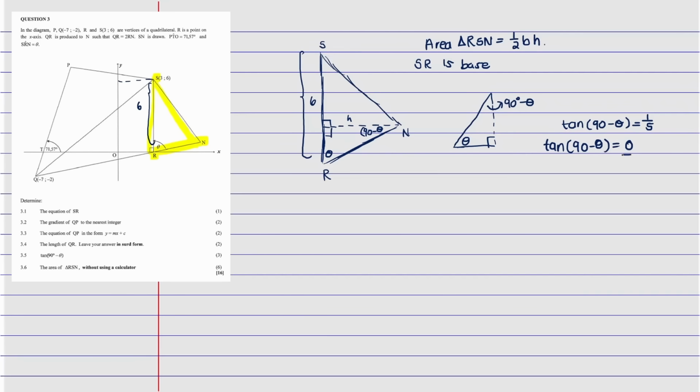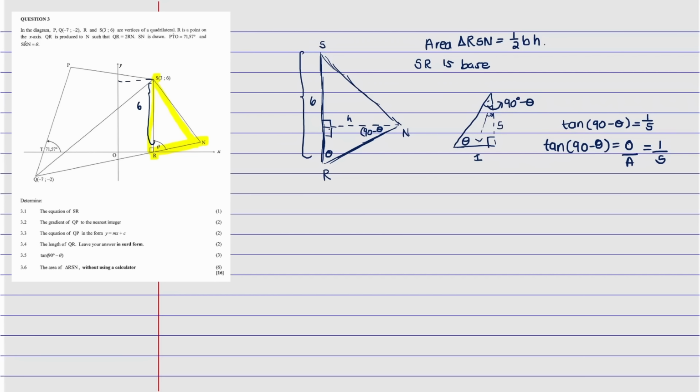It's opposite over adjacent, right? So meaning 1 is opposite, then 5 is adjacent. So from here, we know the fact that opposite is going to be this one. So this one is going to be 1, right? Then adjacent is going to be this one going down from this angle. Remember the fact that it's from this angle because that's 90 minus theta. So that's going to be 5 here, right?